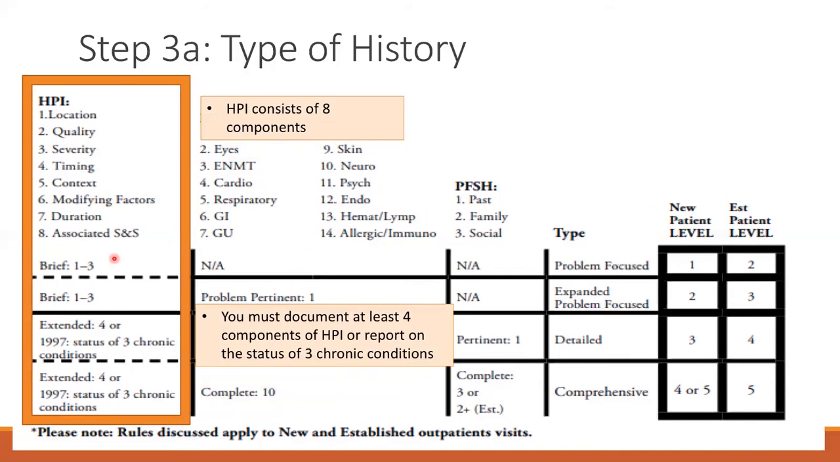Timing is when does it occur? When is it most frequent? Context is when is it happening, or what makes it better. And modifying factors can also tell you what they've tried in the past that have helped alleviate that pain, like medications that they've taken over the counter for a headache.